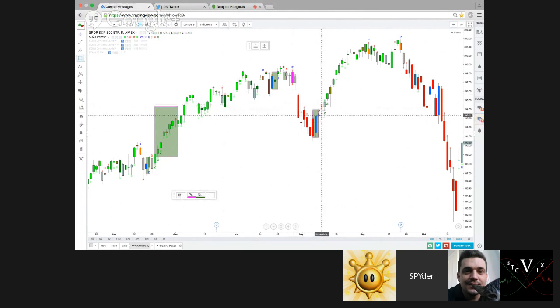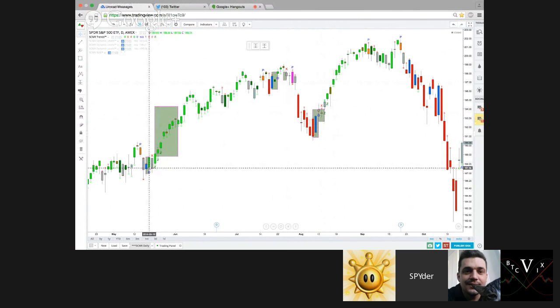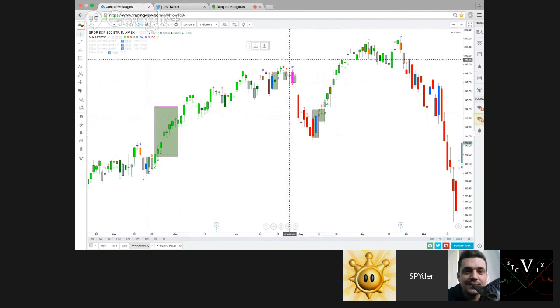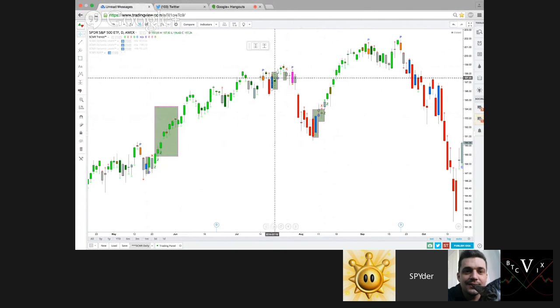We have an X, which means it's possible that this signal is going to fail. So we have the same entry, but look what happened to our risk. Cut in half again. So essentially, we had one trade that was a winner. This trade was a loser, but we cut our risk in half.